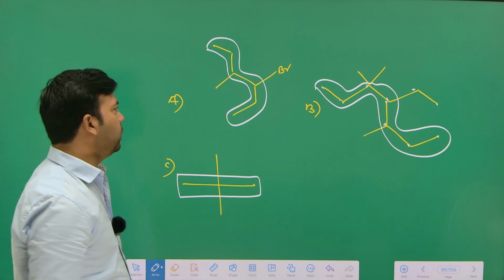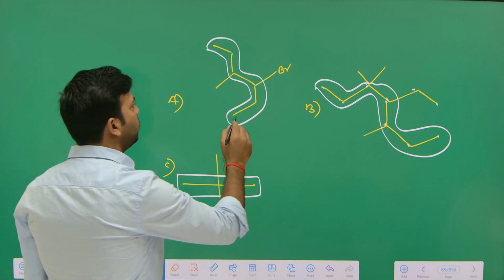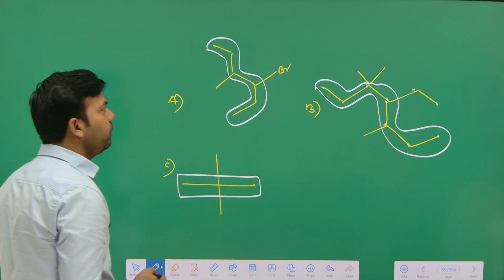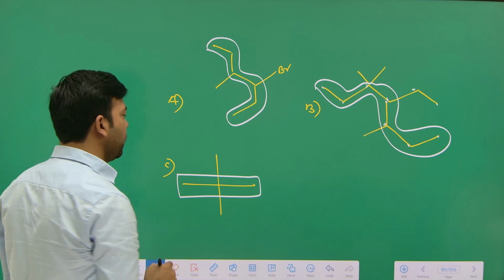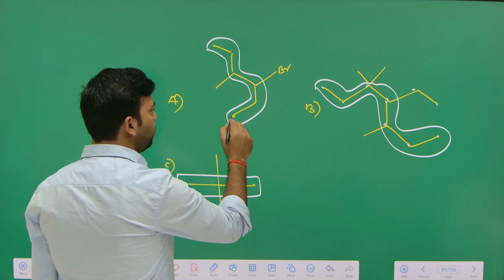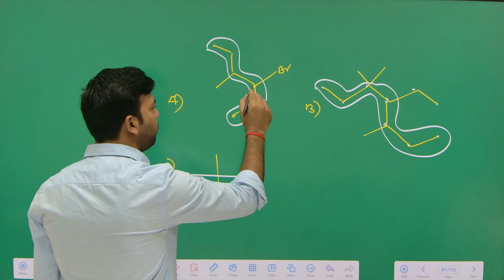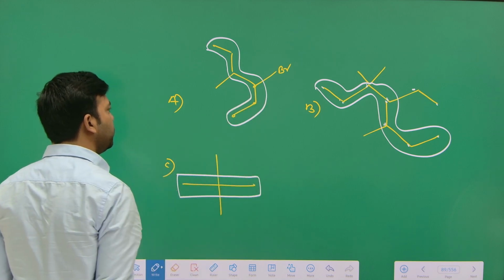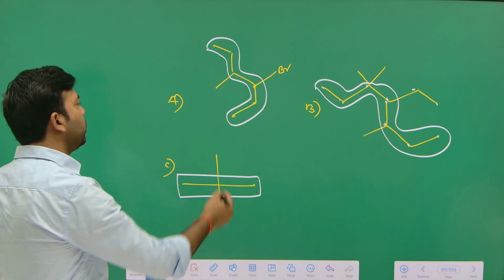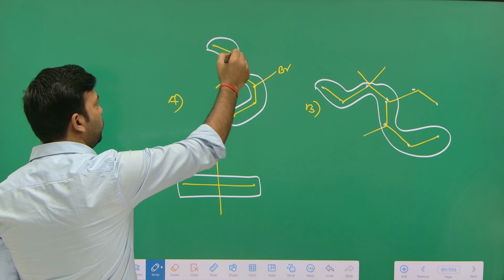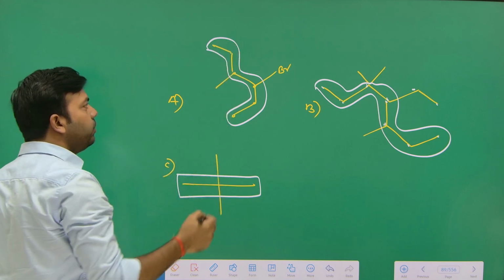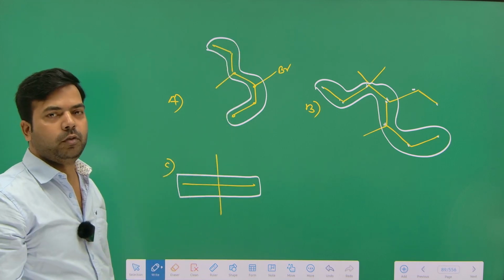So let's start the numbering from A. We will start from the end where the branch gets the lowest number. So let's start from here: 1, 2 and 3. My first branch is at the number 3 position. And if you start from the top one, 1, 2, 3, here also we have a branch at 3. So what will we do?